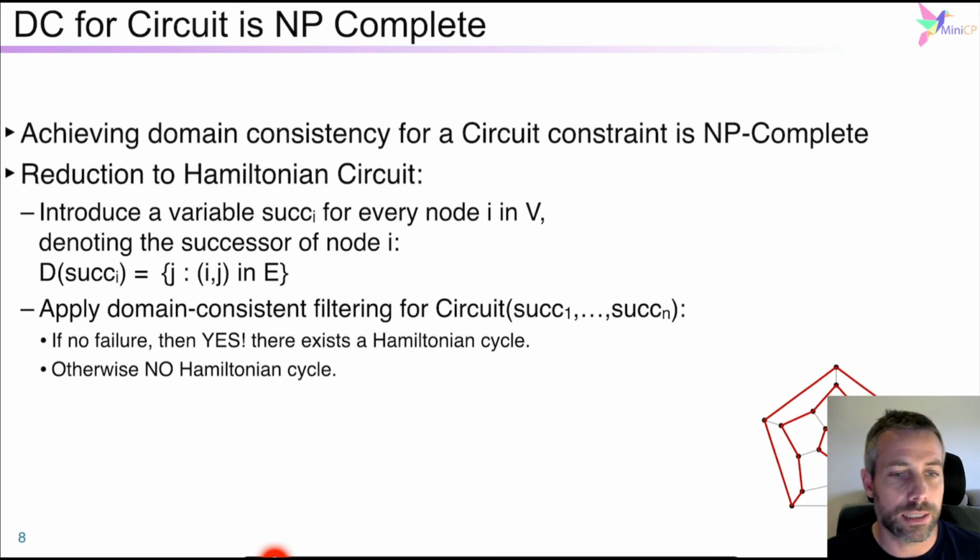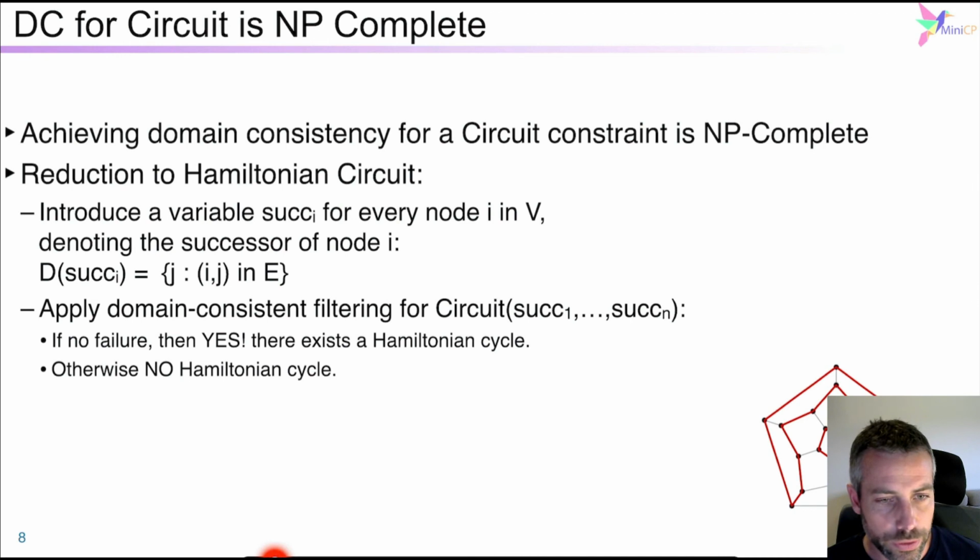The first one is that the circuit constraint tells you, yes, there is no failure. And if there is no failure detected by the domain consistent filtering algorithm, you can clearly answer, yes, there is a Hamiltonian cycle in my original graph. And if the domain consistent filtering algorithm tells you, no, there is no solution to that constraint, then you can conclude that there is no Hamiltonian circuit in the input graph either. And that's bad news because it means that domain consistency for that constraint is NP-complete.